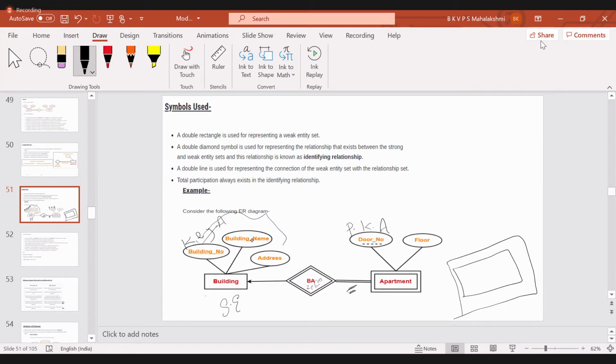So this is the explanation for the weak entity, and this is the simple diagram showing the relationship between the strong entity and the weak entity. Understand? Got it?